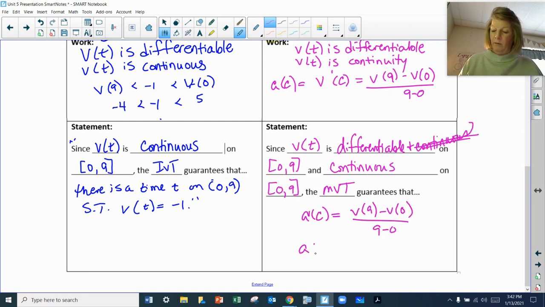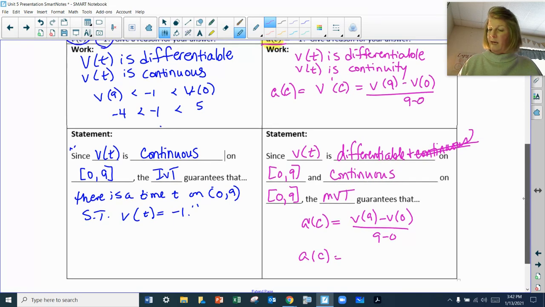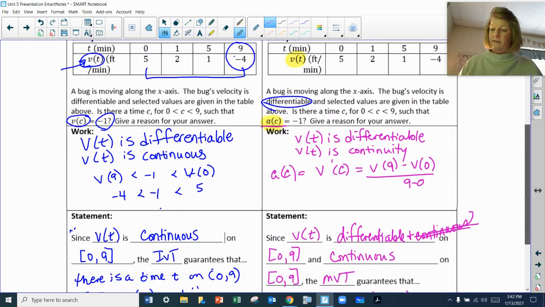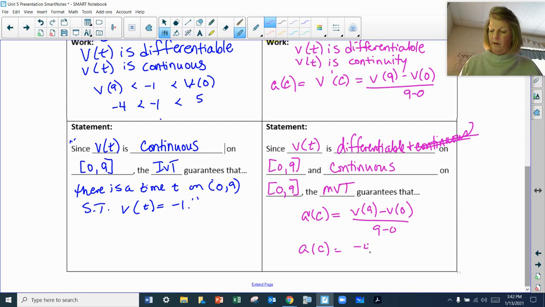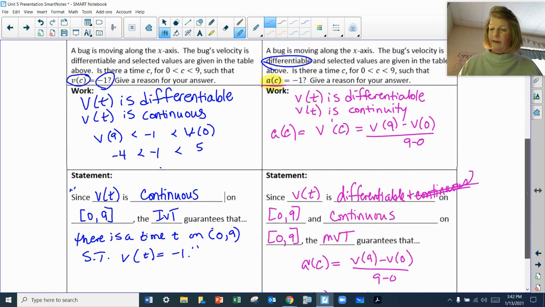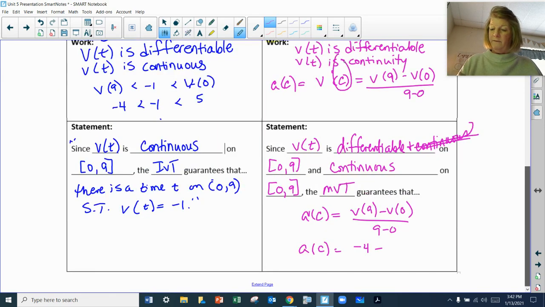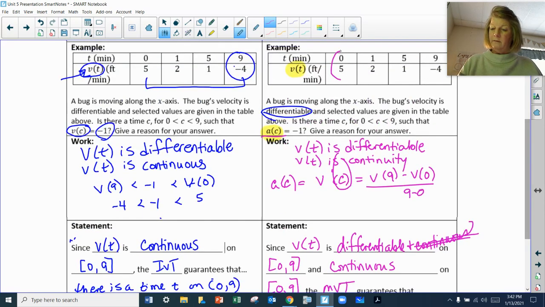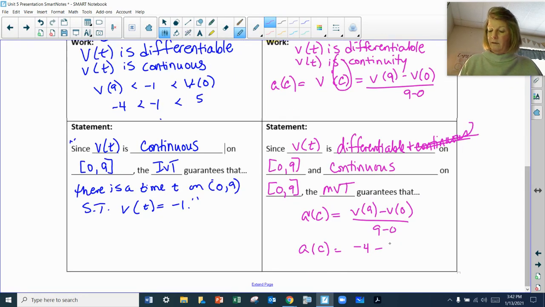Off of the table, we could even take this one step further. v of 9 is -4, and v of 0 turns out to be 5. Over 9. And you can go further if you want. Might as well. It's -1, isn't it? So we're trying to show that the acceleration equals -1.